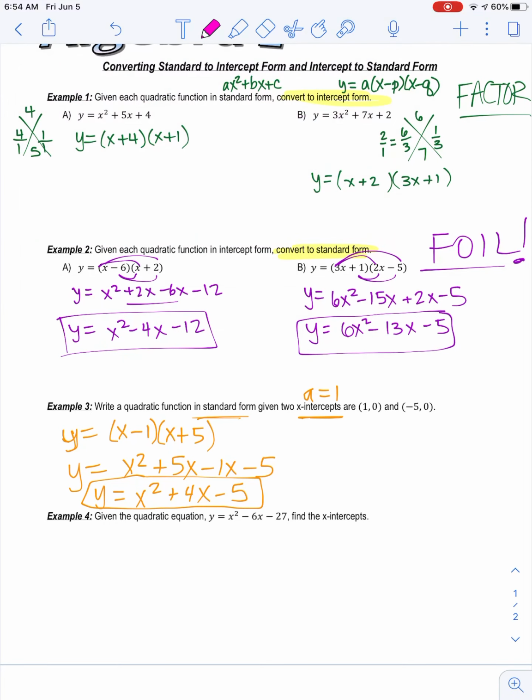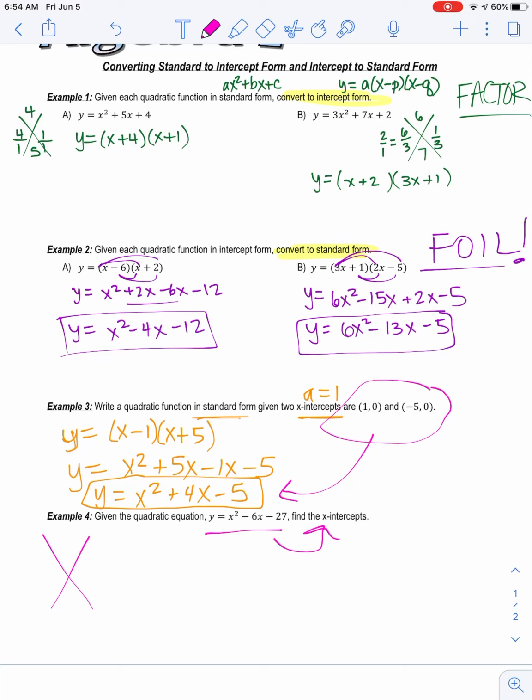All right, last problem, example 4. We're given the quadratic equation y equals x squared minus 6x minus 27. This is in standard form, and we want to find the intercepts. So look at example 3. We started with intercepts, and we wrote it in standard form. Now it's backwards. We start with standard form. We want the intercepts. So if we look at that middle step in there, the middle step was using intercept form. So what I'm going to do is convert standard form to intercept form, and we can do that by factoring. Then once I have intercept form, I can find the intercepts.